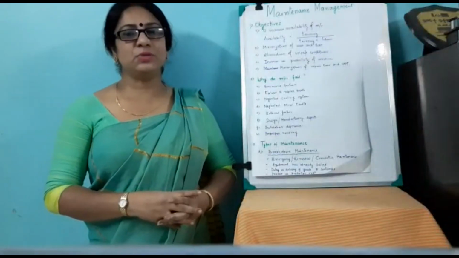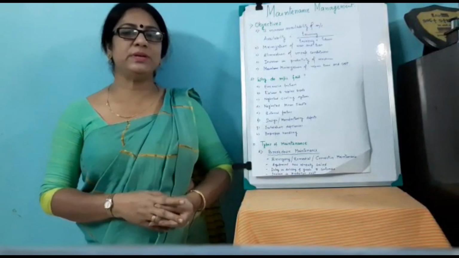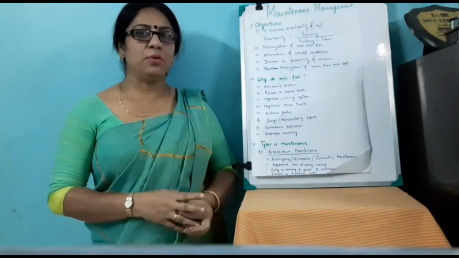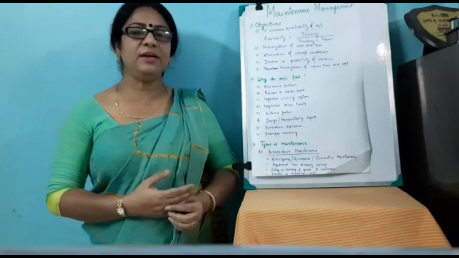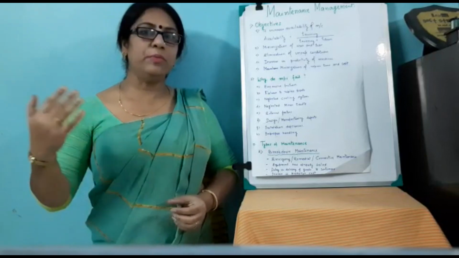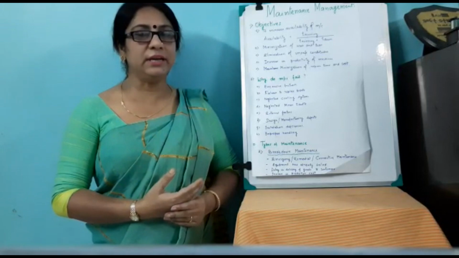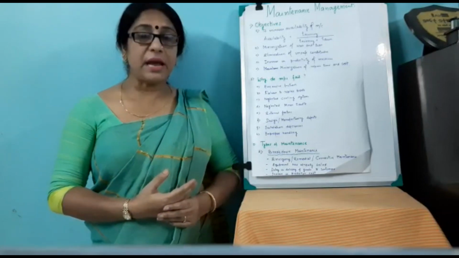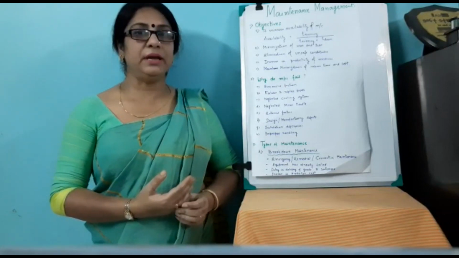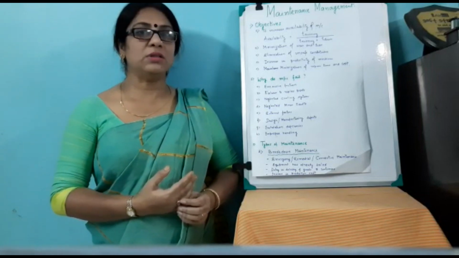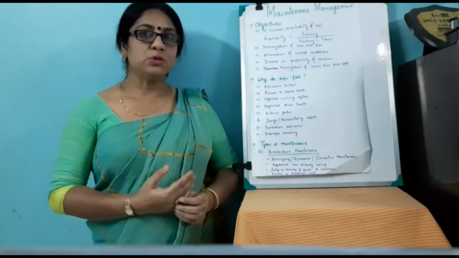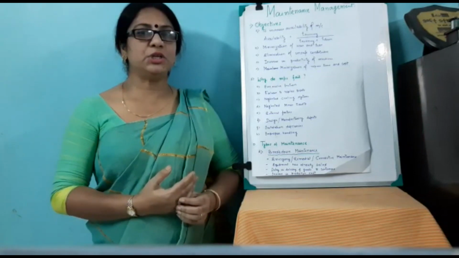So in today's class, we have learned what is maintenance management. We started with objectives of maintenance management, then we have seen what are the causes of machine failure. We have seen how maintenance management has evolved over the years. What are the different types of maintenance, what is being done in the industry, and finally we have seen the concept of overhauling. So with this, we come to the end of today's session.